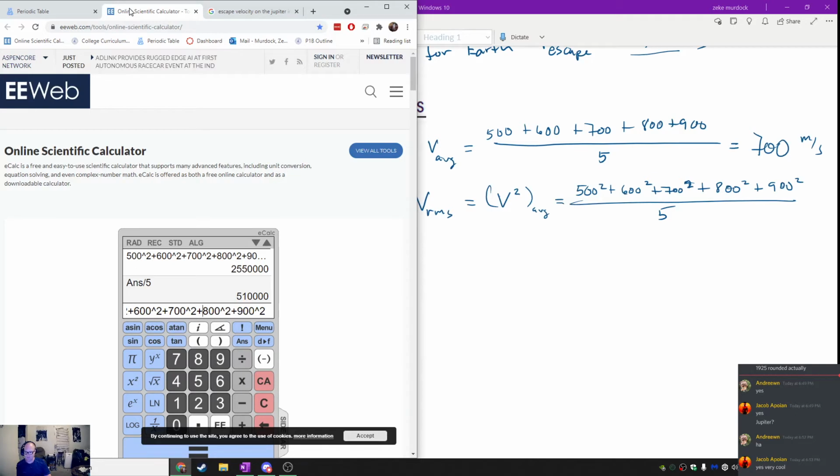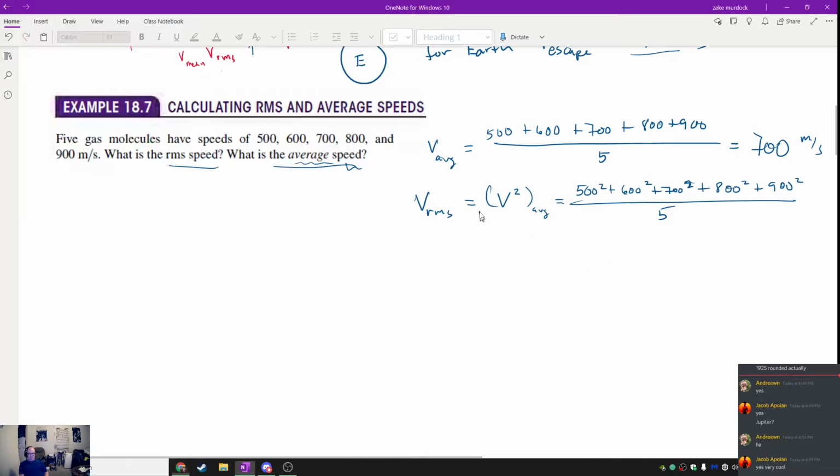I did something wrong. 500 squared plus 600 squared, 700 squared, 800 squared. Oh, whoops, I left something out. We have to do that, but then we have to square root it. Right, that makes sense. That number's way too big. So that's the average squared velocity. And if we do 51,000, and we take the square root of that, there we go, that's the answer, 714. My bad. So we actually have to square root all of this, which means we get VRMS is 714. You'll notice they're pretty close to each other.